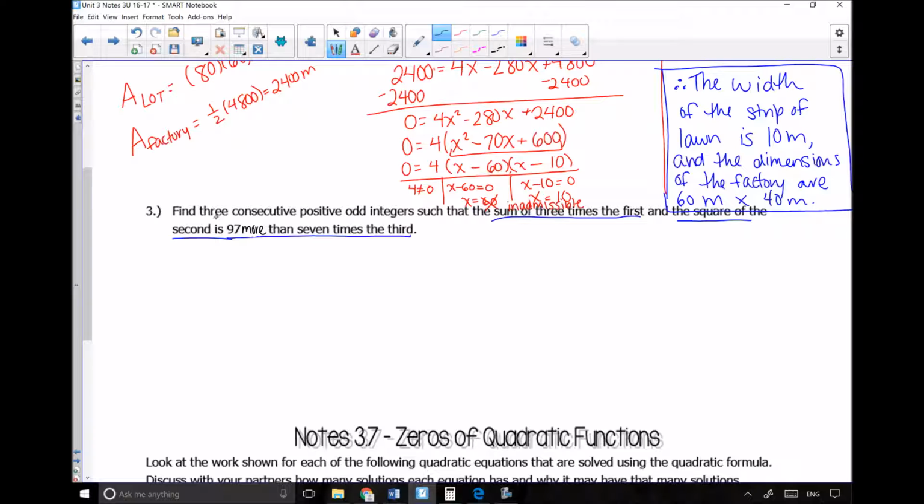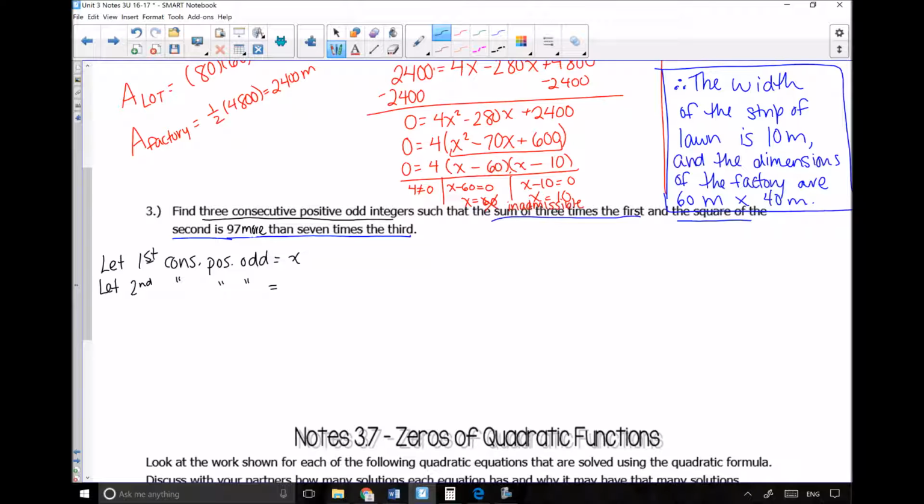So as soon as I see 3 consecutive positive odd integers, I'm going to go straight to my let statements. So if there are 3 things I don't know, I'm going to write 3 let statements. So we're going to say let the first consecutive positive odd integer equal x. Okay, so then we're going to say let the second, and you don't have to rewrite it over and over again if you don't want to. So if you remember, if the first one is x, the next one is 2 more.